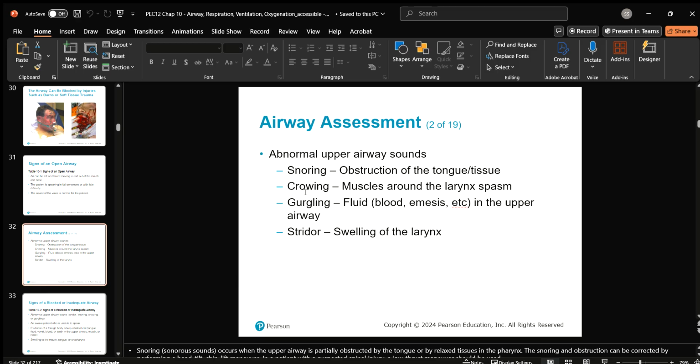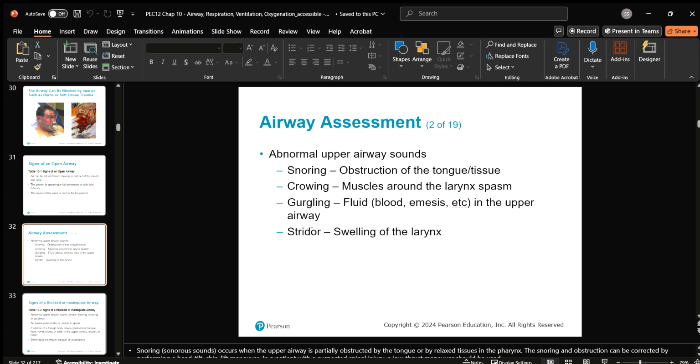Learn these, okay, when we talk about upper airway sounds, because we're going to talk about upper and lower airway, and we need to know the difference. Snoring is caused by what? The tongue, okay? Crowing is where the larynx spasms. Gurgling could be from a myriad of different things: vomit, saliva, blood. And then stridor is a swelling of the larynx.